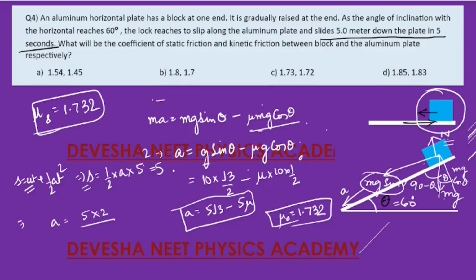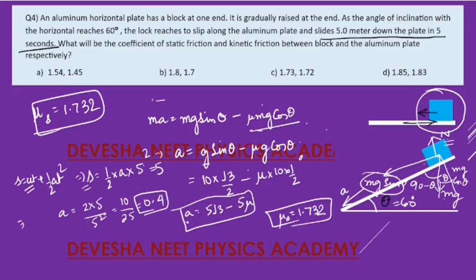S is equal to ut plus half at square. So 5 is equal to half into a into 5 square. Okay, if we solve this, then a is equal to 2 into 5 divided by 5 square, which is equal to 10 divided by 25, which is equal to 0.4. Okay, so a is equal to 0.4.